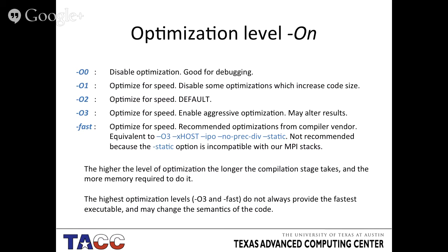Sometimes people see -fast and they think this is a great thing, and it would be, other than it actually contains these 5 options: O3, -xHost, -ipo, -no-prec-div, and -static. And the problem is that the static option is not fully compatible with our MPI stacks, so you should not use this option. Please use -O3, -xHost, -ipo, -no-prec-div, but remove the static from the compilation line.